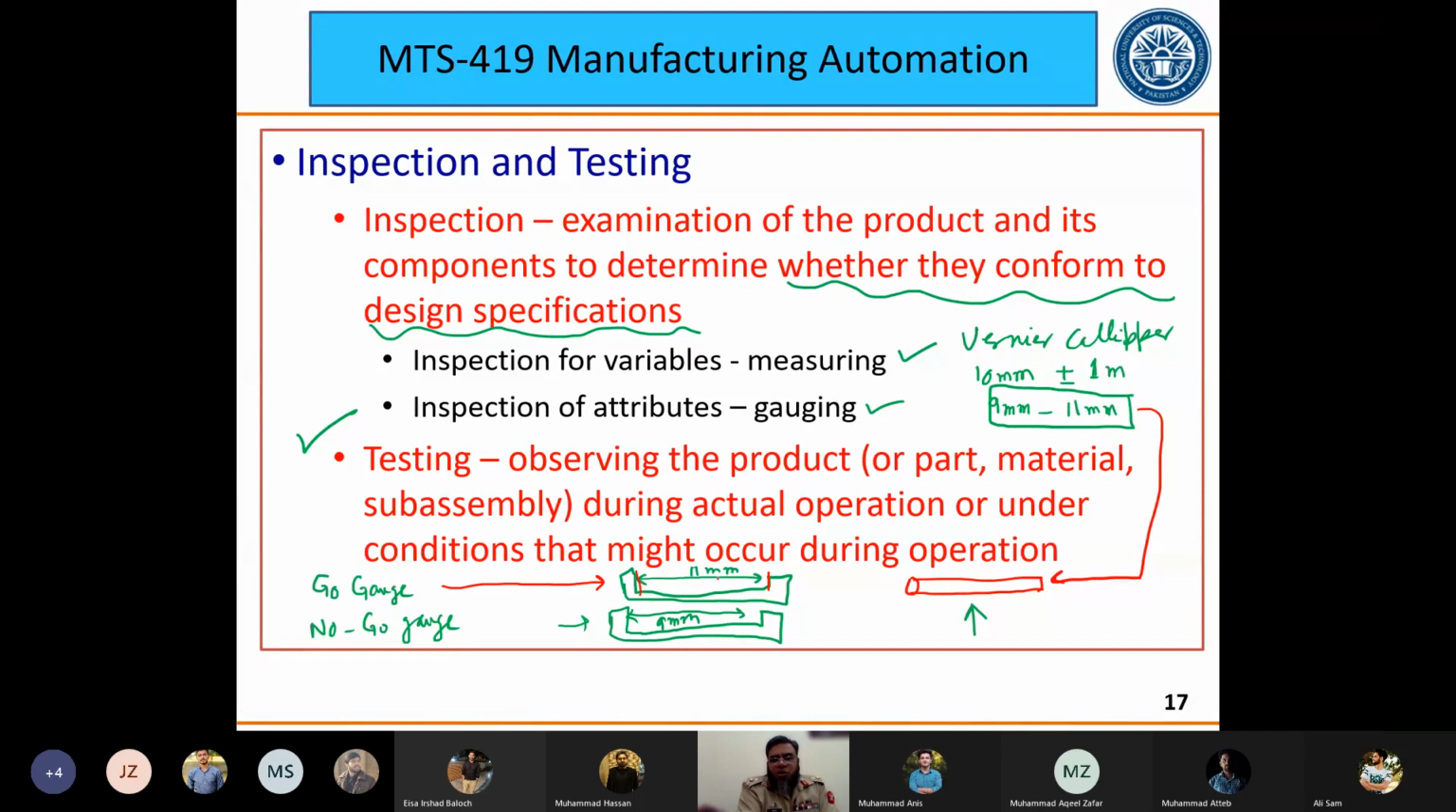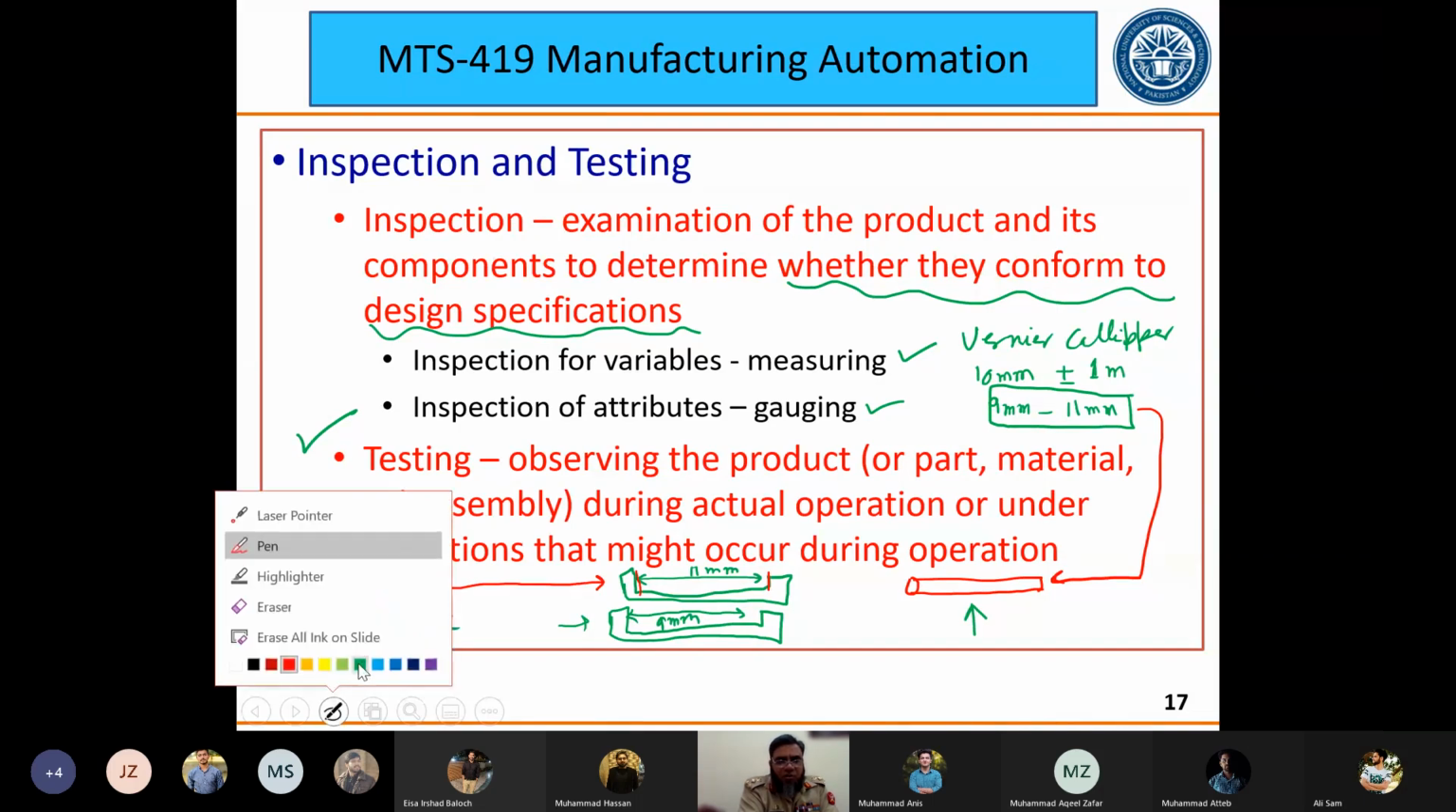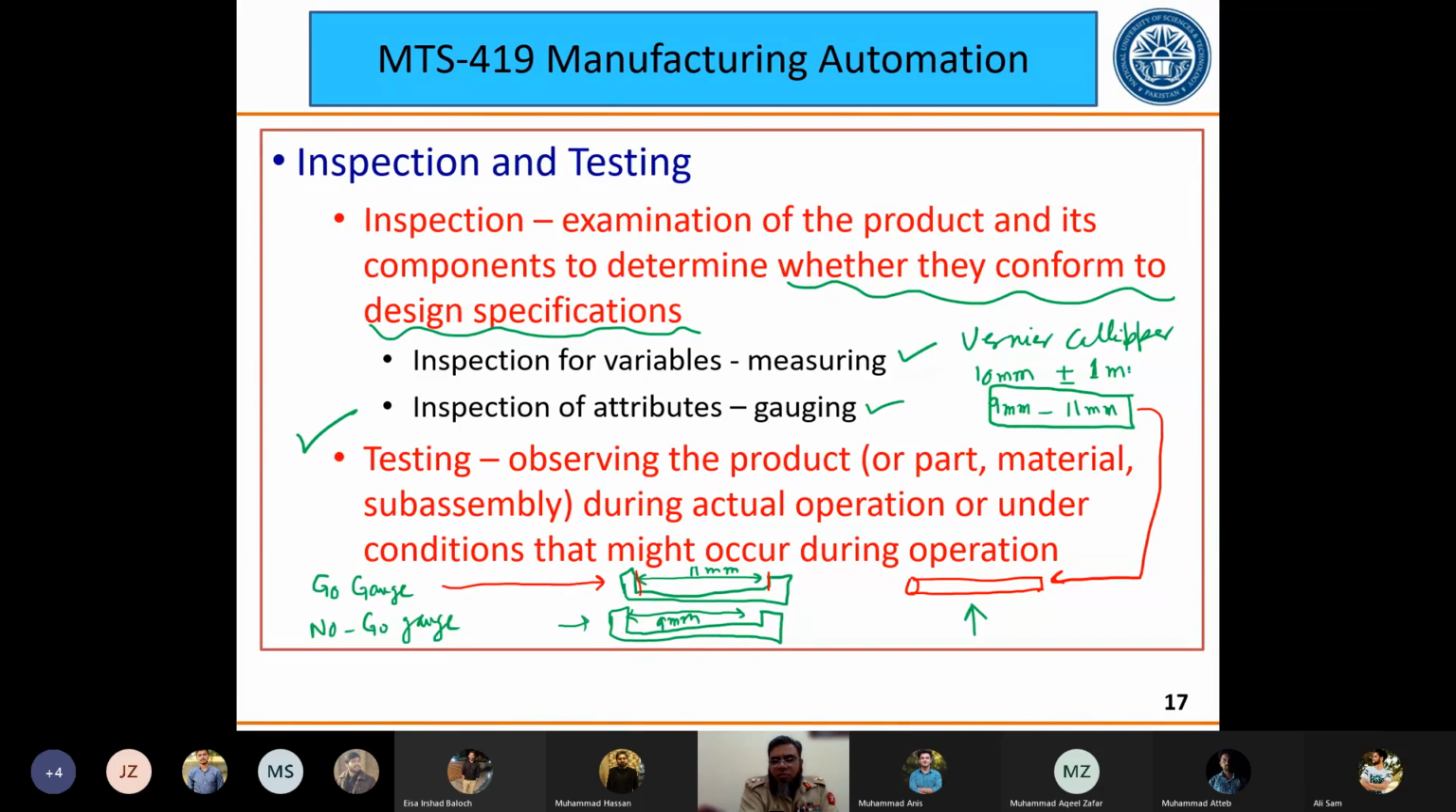Since I wanted to make a rod which should be 10 millimeter plus minus 1 millimeter, so it should not be greater than 11 millimeter and should not be less than 9 millimeter.